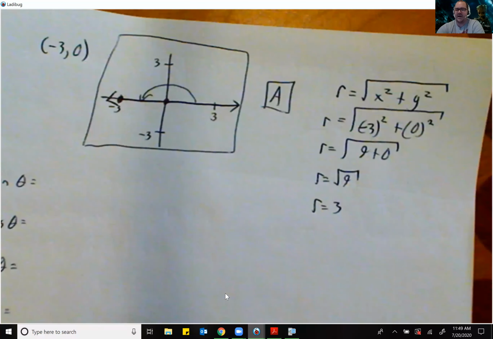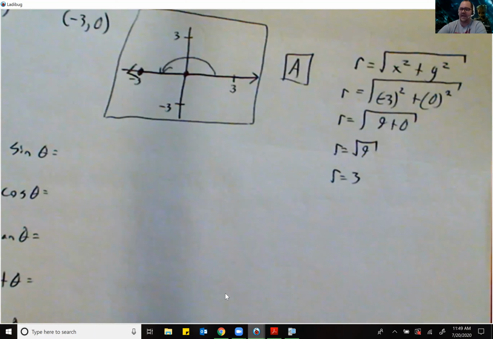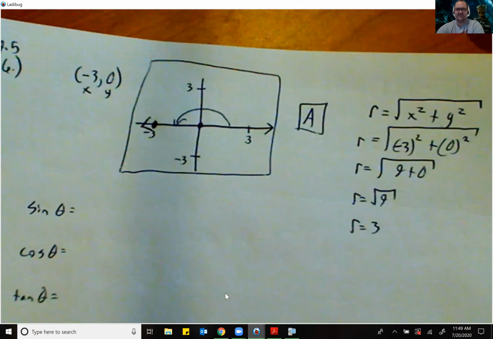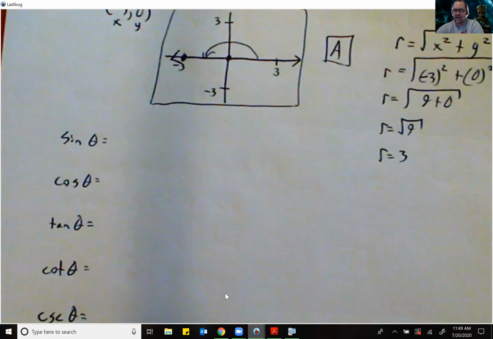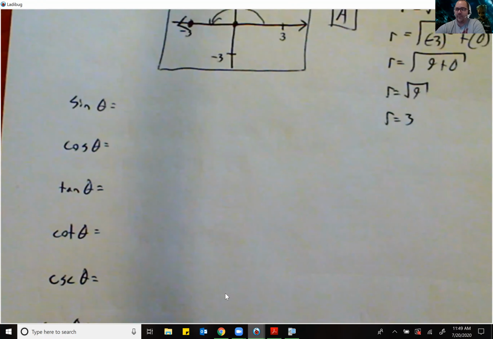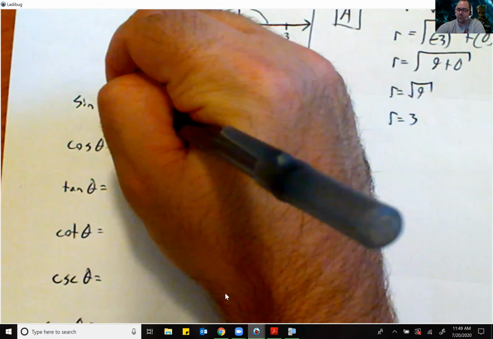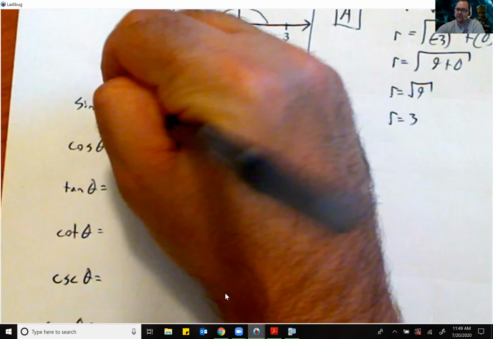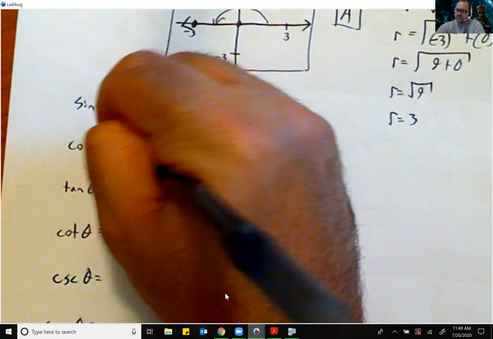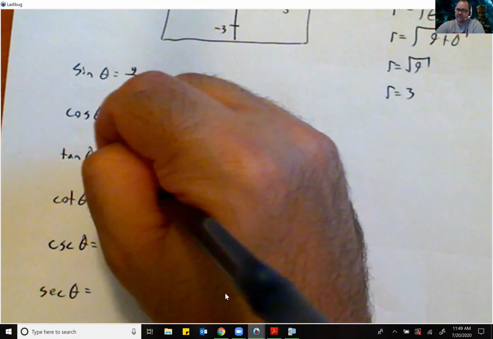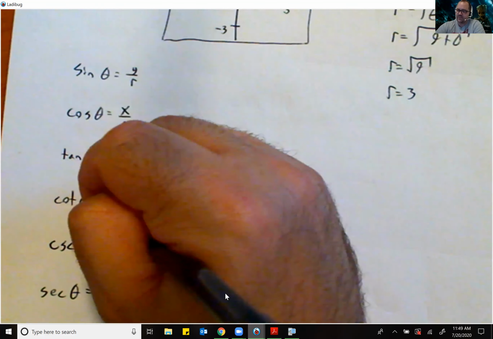So now you have your r, we have the x, we have the y, and you've seen these before. I listed them out back on question 2. So sine is y over r, cosine is x over r, tangent is y over x, cotangent is x over y.